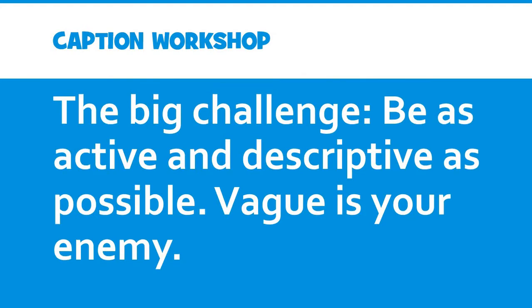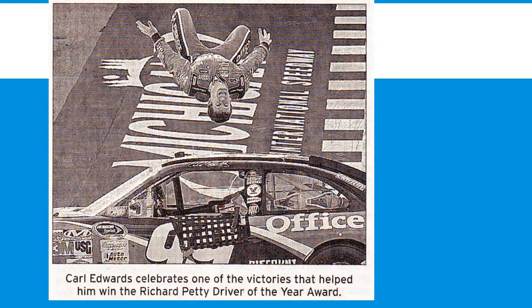So the big challenge here is to be active with your verbs, to be active with your descriptions, to try to avoid being vague in the way that you set things up. And that's tricky sometimes, because sometimes things are just not interesting. But, for example, this caption here: Carl Edwards celebrates one of his victories that helped him win the Richard Petty Driver of the Year award. Celebrates is such a weak verb here. If you have someone backflipping off of a race car, you should probably use backflipping off of a race car in your description of what the photo is. Otherwise, you're just going to make yourself look boring and silly.